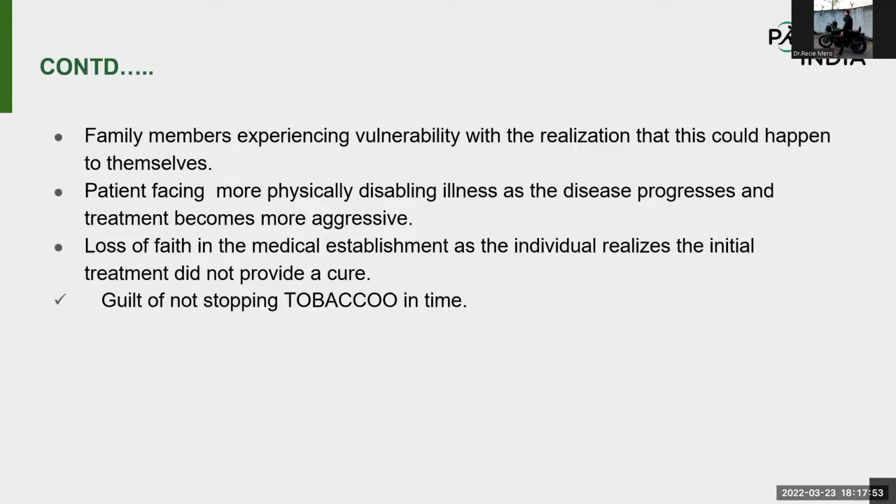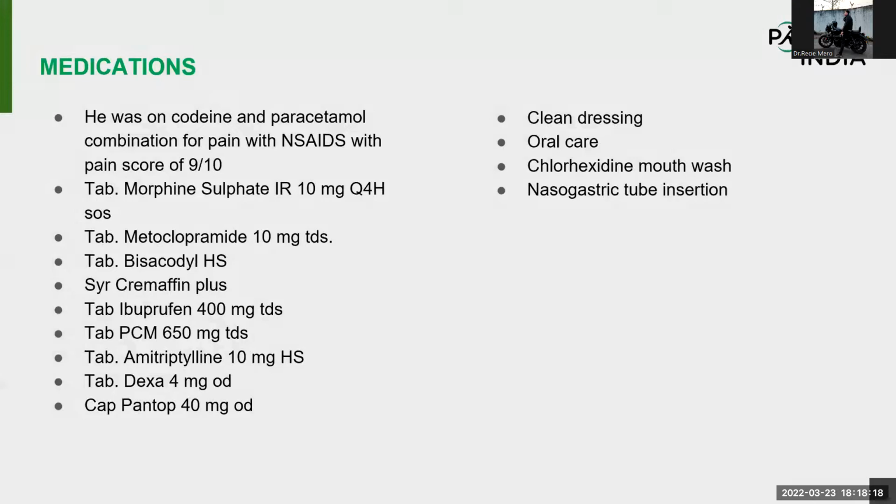Family members experience vulnerability with the realization that it could have happened to themselves. The patient faces more physical disability as the disease progresses and treatment becomes more aggressive. There is loss of faith in the medical establishment as the individual realizes the initial treatment did not provide a cure, and guilt of not stopping tobacco in time. Next. Next slide.